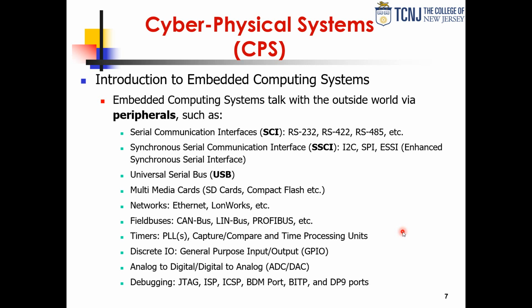We also have timer peripherals, so phase lock loops for synthesis of waveforms and frequencies. We can have capture, compare, and time processing unit peripherals. So capture allows us to be able to measure the time between events of digital signals, and compare allows us to basically output a digital signal for a predetermined event. So the compare part of the capture compare peripheral is the part that gives you the PWM signal, for example. So we have that as well.